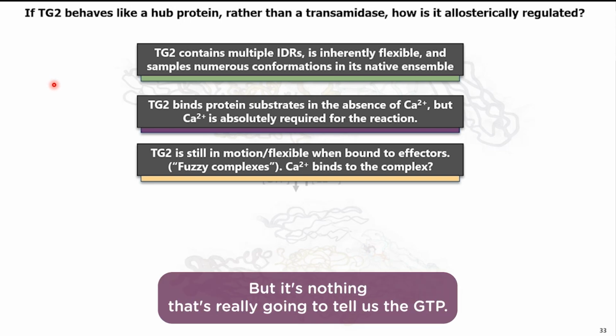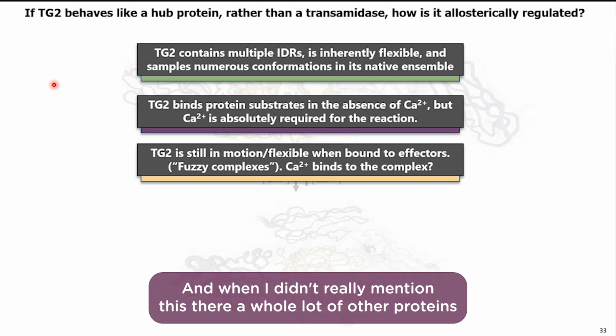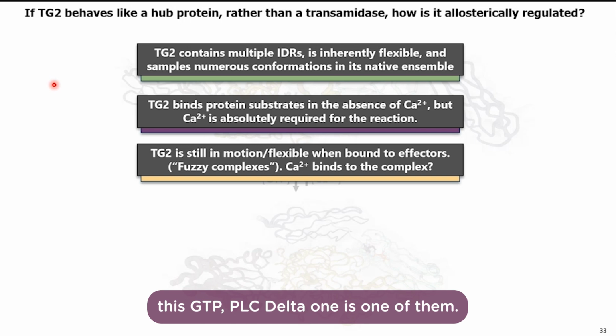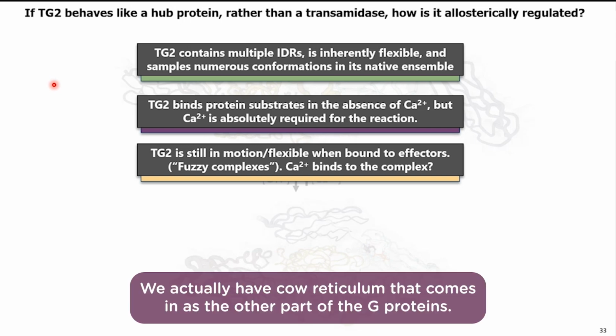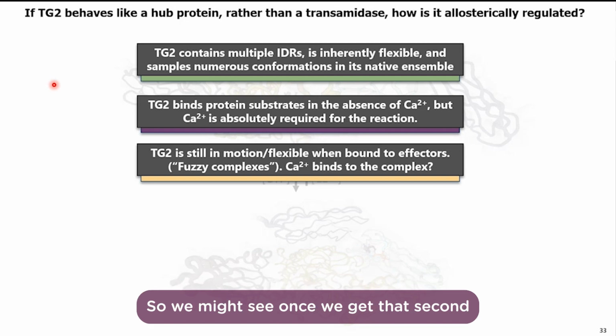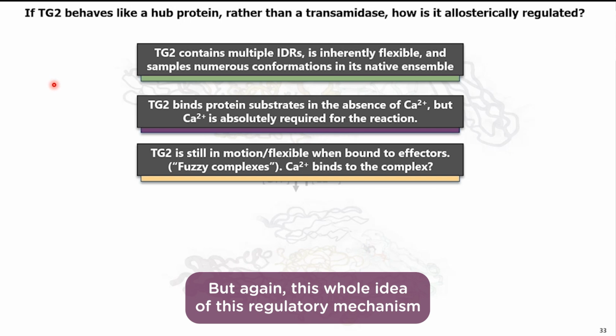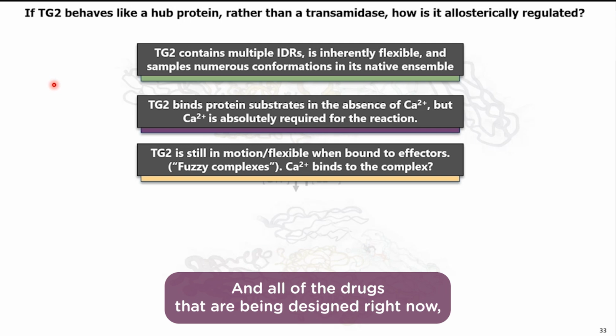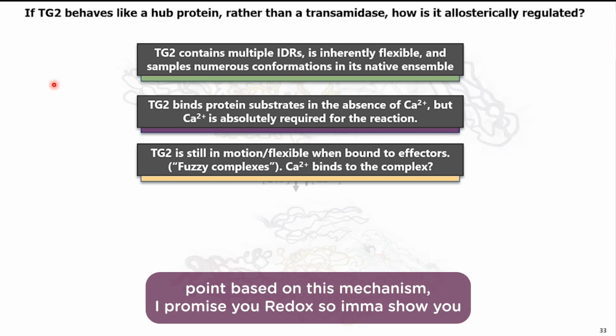So we get some binding, but it's nothing that's really going to promote catalysis. The GTP, and what I didn't really mention is there's a lot of other proteins that will bind to TG2 to help this GTPase. PLC delta 1 is one of them. We actually have calreticulin that comes in as the other part of the G proteins. So we might see once we get that second protein coming in, things lock down. But again, this whole idea of this regulatory mechanism is not what it says is going on. And all of the drugs that are being designed right now are going based on this mechanism.